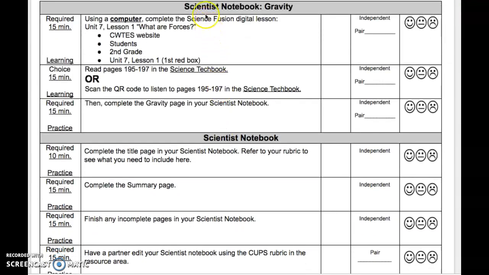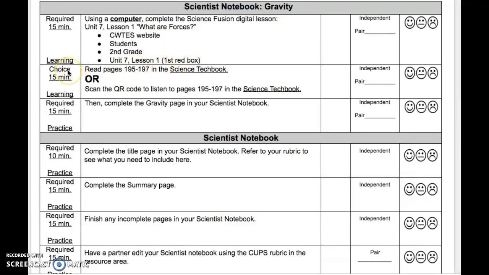The next section is the Scientist Notebook on gravity. Required for 15 minutes. This is learning. Using a computer, complete the Science Fusion digital lesson, Unit 7, Lesson 1, What Are Forces? This is on the CWTES website under Students, 2nd grade, Unit 7, Lesson 1, the first red box.